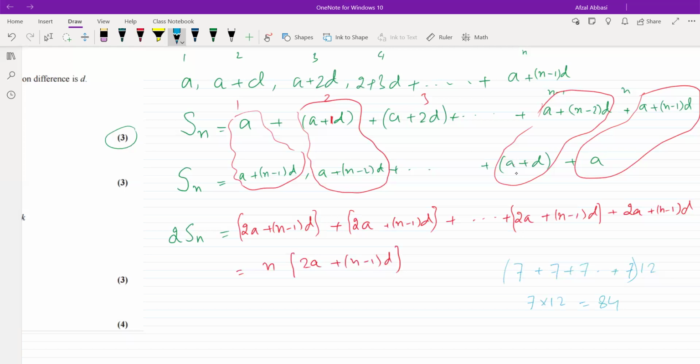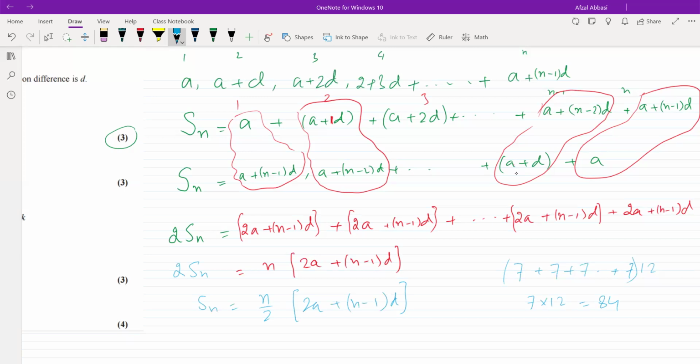So now we have got 2Sn equals this thing. Because we need only Sn, we'll divide by 2 on the other side. So we'll get Sn equals n over 2 times 2a plus n minus 1 d, which is the formula for the sum. So this is the sum formula for the arithmetic series.